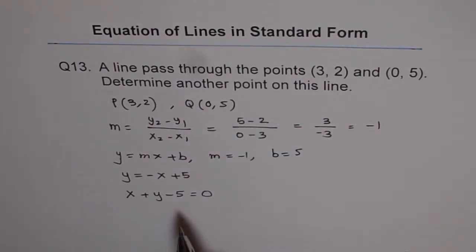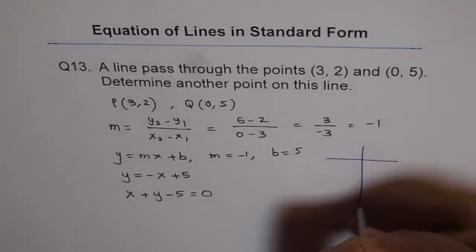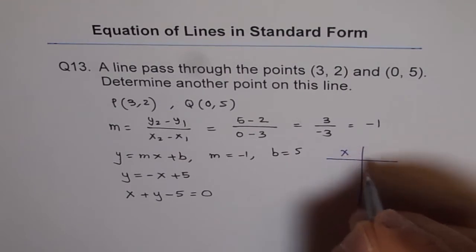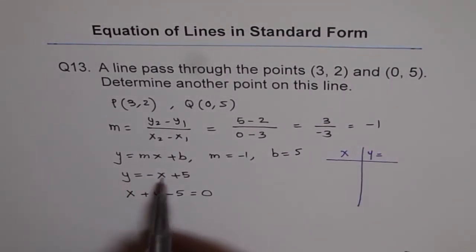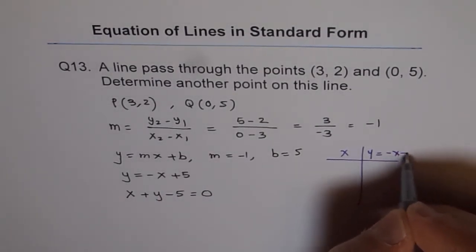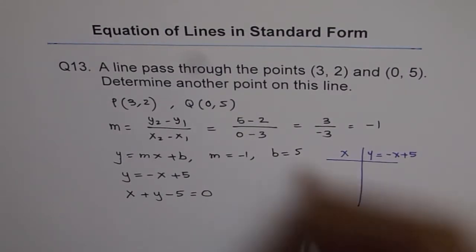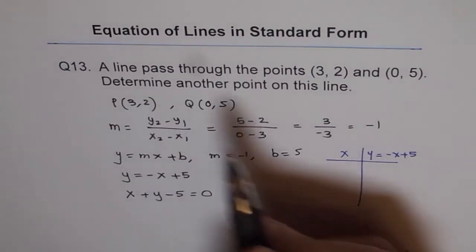To find another point, what we can do is plug in different values of x and find y, correct? So we can make a table, right? Let's make a table here, and let's say these are the values of x, and we can find the value of y. Again, to find the value of y, slope-intercept form is better. So y equals minus x plus 5, correct? Let me write down some values of x. We already know 0. Let's find the value when x is 1 or 2, right?